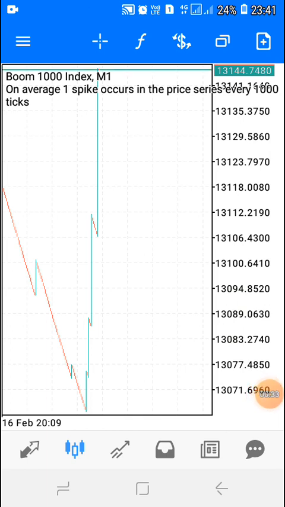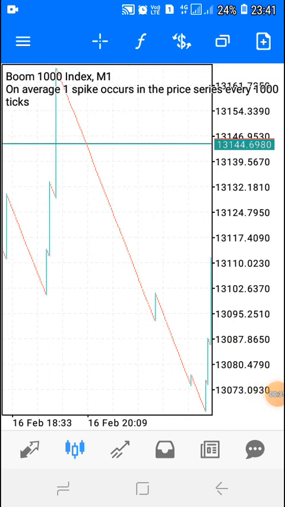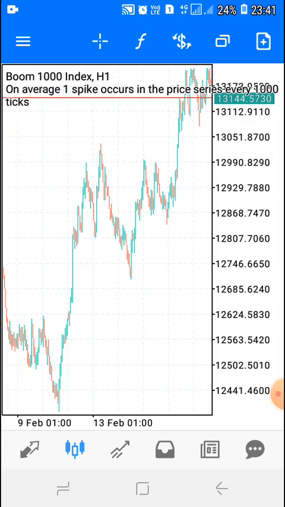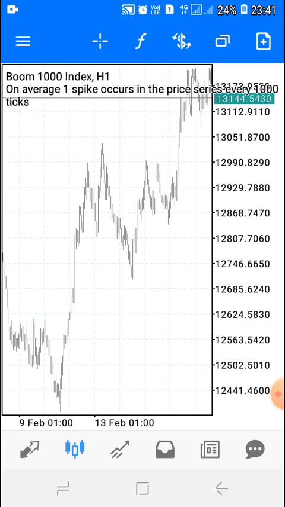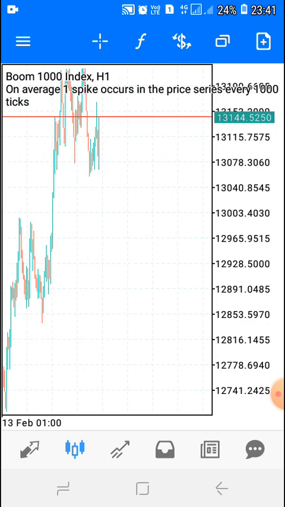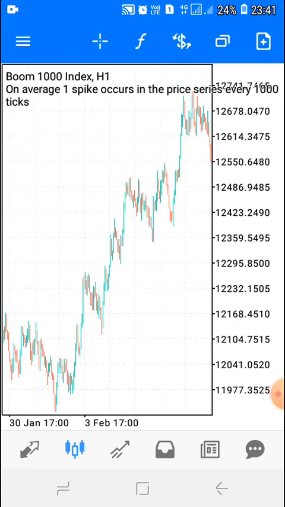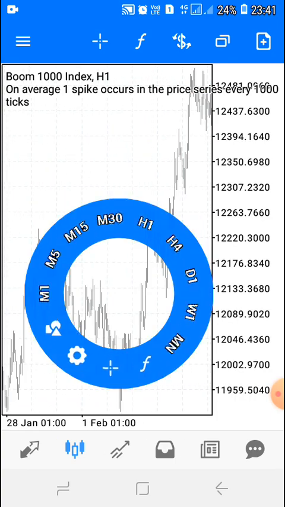So let's get started. All right, so as you guys can see, currently I'm on Boom 1000, and I'm on the 1 minute time frame. So the first thing I'm going to do is go to the 1 hour time frame, and then I'm going to add the indicators that I need for the strategy. As we can see, Boom 1000 is currently trending in an uptrend.